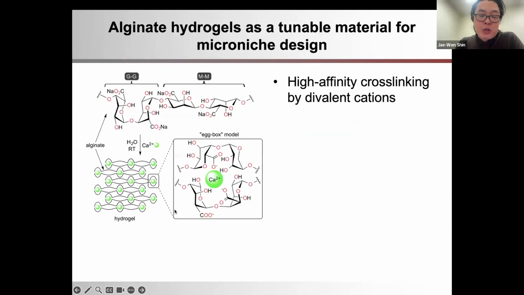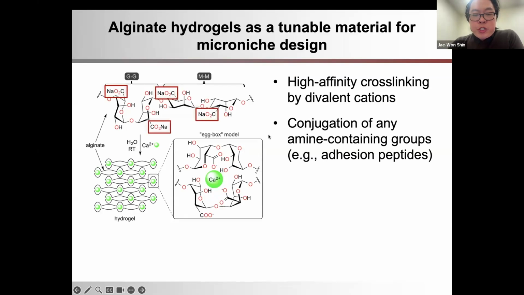So we've been using this biomaterial called alginate, which has been used across different length scales as a hydrogel, as a tunable material. The advantage of using alginate hydrogel is that it can undergo gelation in the presence of divalent cations, really rapidly and with high affinity.